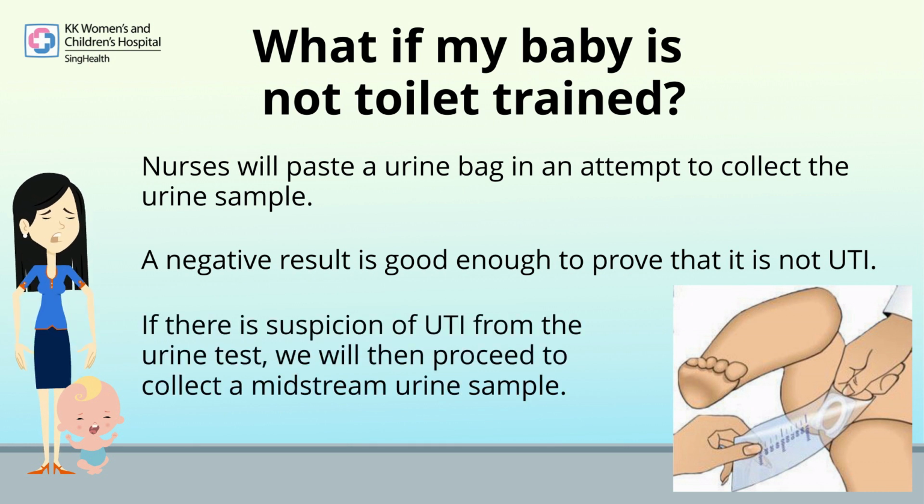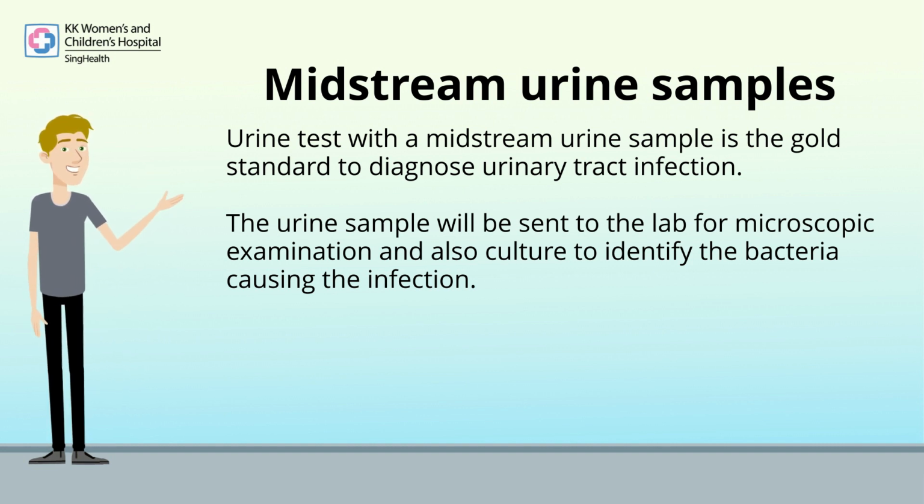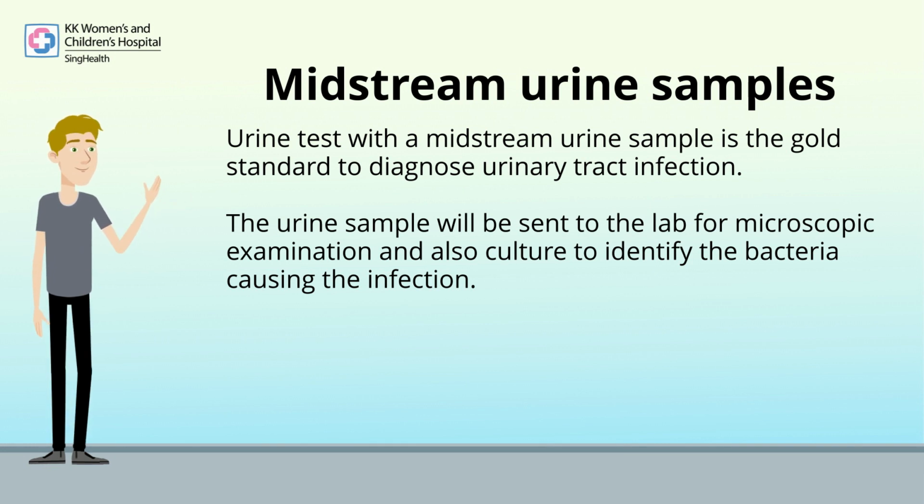However, if there is suspicion of UTI from the urine test, we will then proceed to collect a midstream urine sample. Urine test with a midstream urine sample is the gold standard to diagnose urinary tract infection. The urine sample will be sent to the lab for microscopic examination and also culture to identify the bacteria causing the infection.